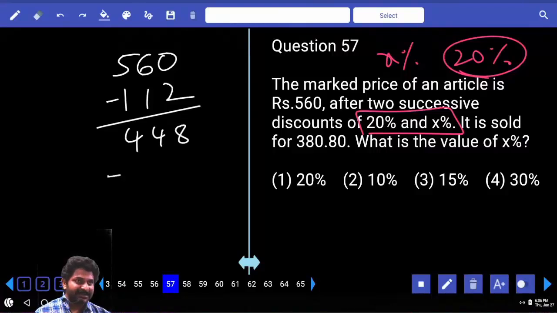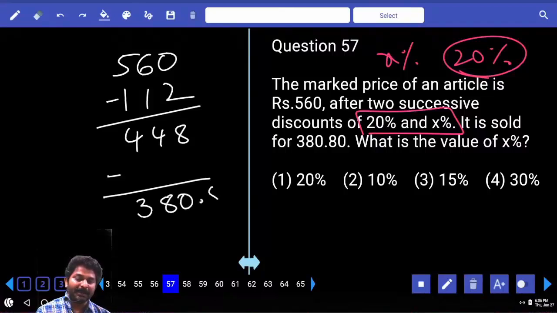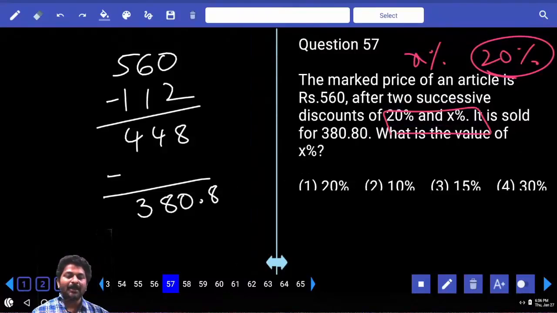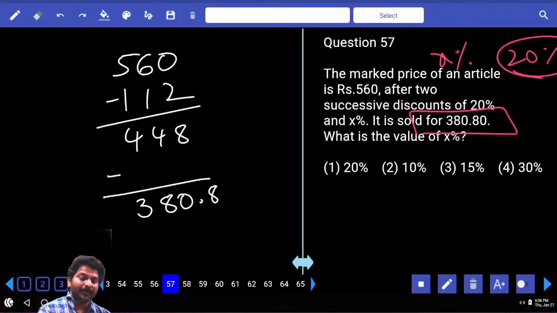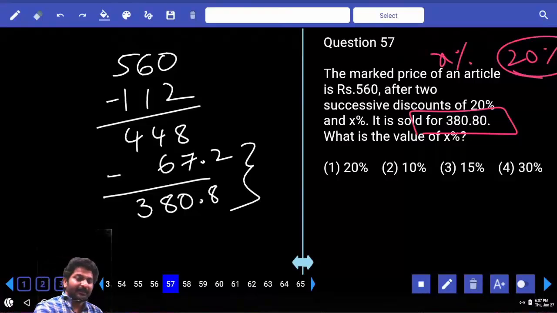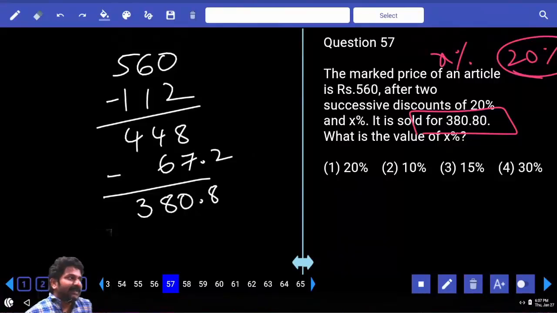After the second discount, we don't know how much that is, but finally the value becomes 380.80. Correct? So now how much is subtracted from 448? 67.2. The sum of these two must be equal to 448. That's what I tried. 67.2 was the discount given. Am I right? This discount is offered on 448 only.